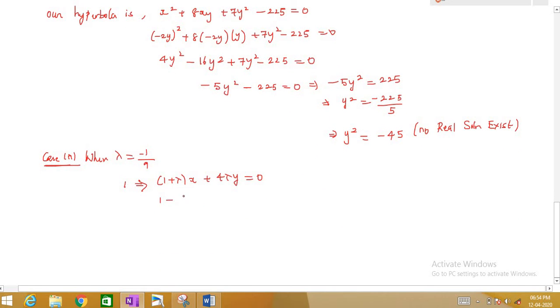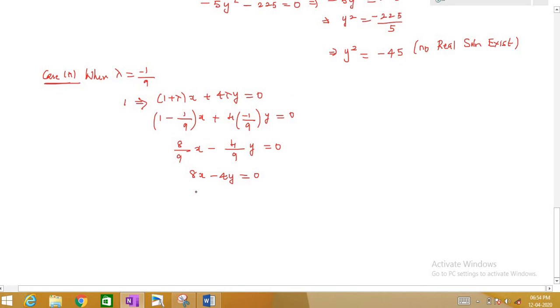If we do that, we will have 1 minus 1 by 9 into x plus 4 into minus 1 by 9 into y equal to 0. If I simplify this, I have 9 minus 1, so it is 8 by 9x minus 4 by 9y equal to 0. I can take 9 common and bring that to that side. So we are left with 8x minus 4y is equal to 0. Again I can divide with 4, so we will have 2x minus y is equal to 0. So this means y is equal to 2x.